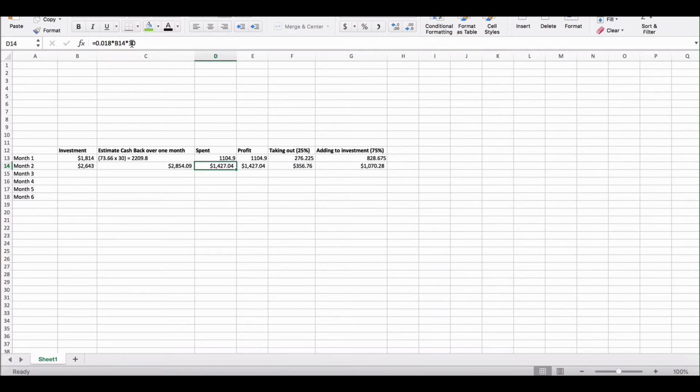And then times 30 to give us 30 days a week. So that's how much it's going to spend in 1 month. And hence profit for that month will also be $14.27. And then we're going to repeat the process, taking out 25% and adding $1,000 onto our investment.